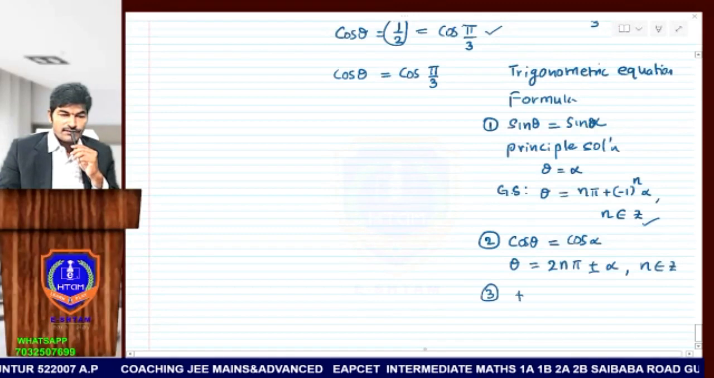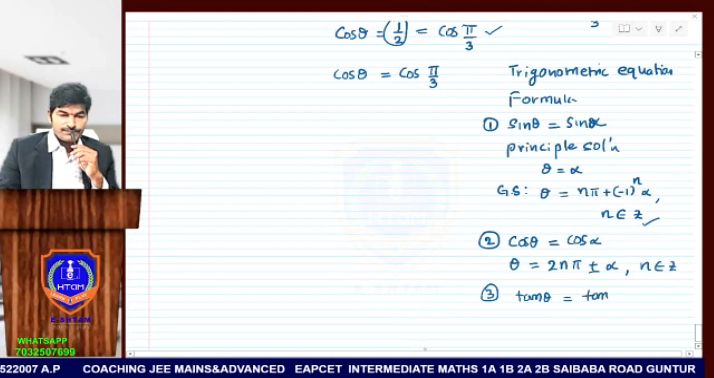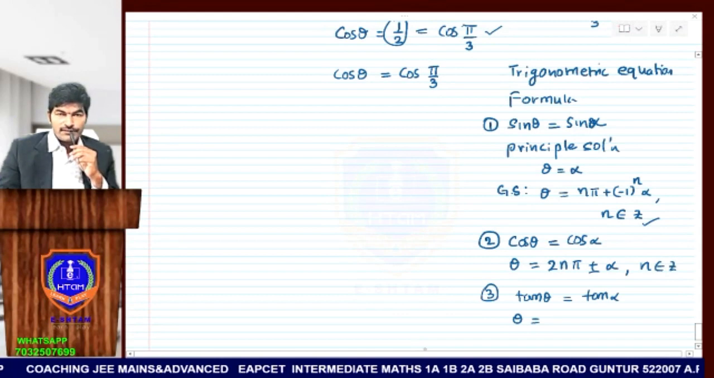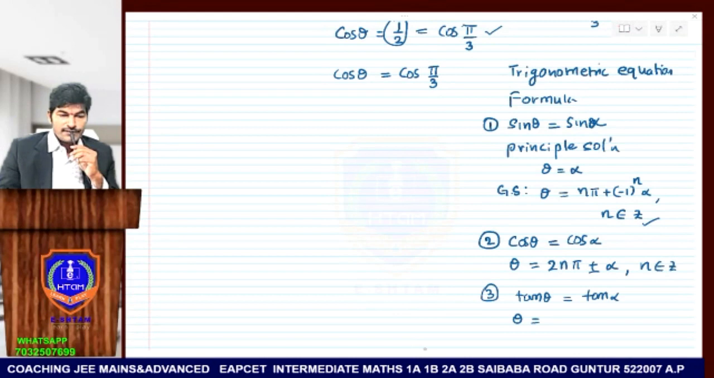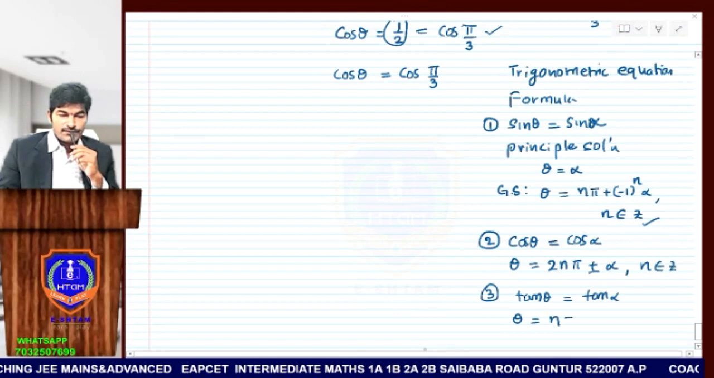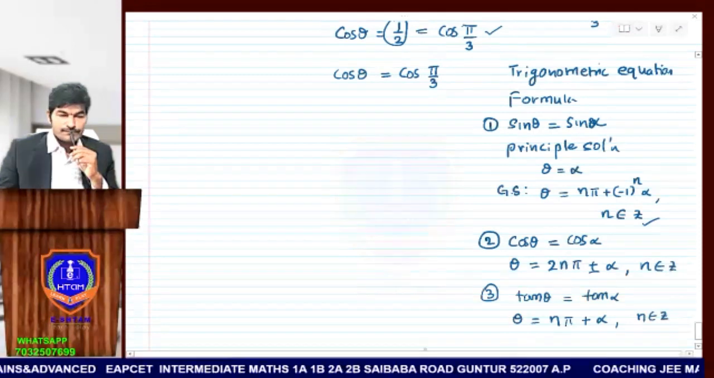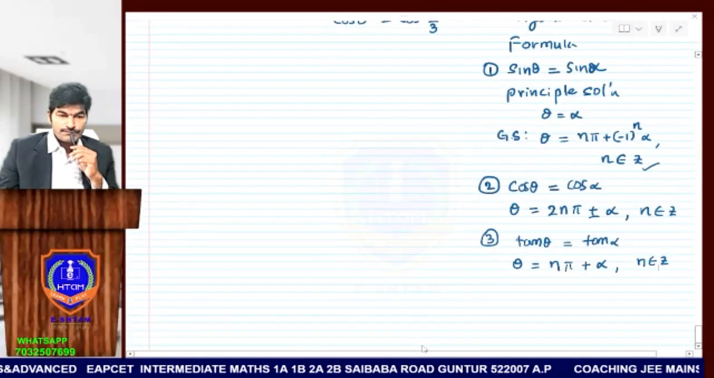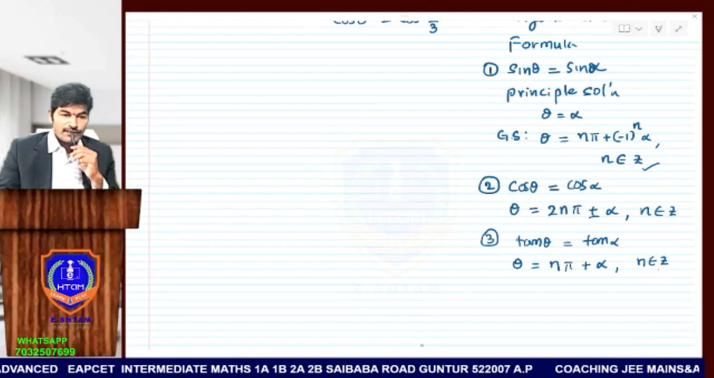The third situation is tan theta equal to tan alpha. For this case, the general solution of this trigonometric equation, if the equation is in terms of tan functions, is theta equal to n pi plus alpha, where n also belongs to integers. Understood? Copy this information.